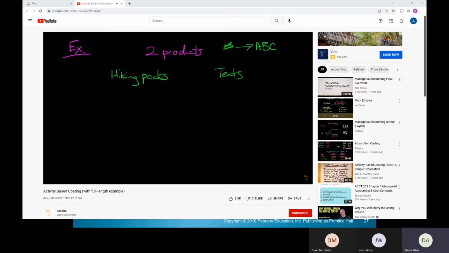So the first thing we need to do, and we can think of this in terms of steps if you want, is identify the activities that we're looking at, the activities that we're trying to allocate. In this case, just to make the example easier, what we're trying to allocate or spread out, we're just going to call overhead. Now, I could get into the specifics of this type of overhead and say, okay, this has to do with some equipment depreciation, the janitor's salary, and these other things that have to do with the warehouse.